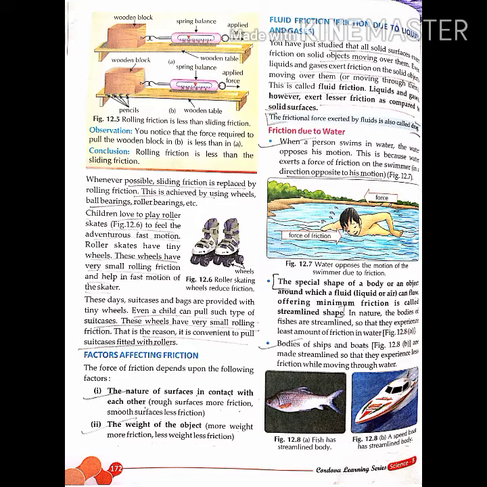Friction due to water. Now, how does friction get created in water? Let's discuss this one. When a person swims in water, the water opposes motion. This is because water exerts the force of friction on the swimmer in a direction opposite to his motion. For example, suppose someone is swimming in water, going in one direction, and the water is there in the other direction. So the water creates a force of friction to oppose the motion of the swimmer, in the opposite direction.